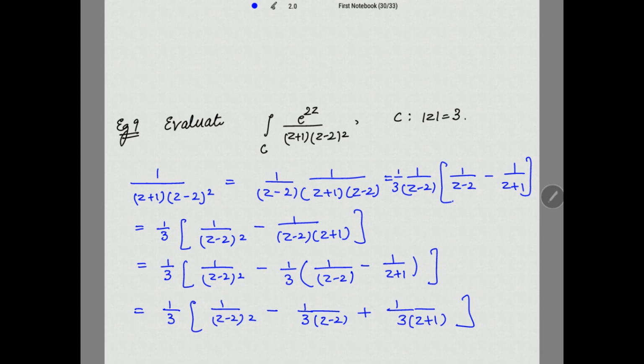Now I'm using the integrals. Now what are my points? Here in the first one we will use Cauchy's integral formula for derivatives because the power is greater than 1. In the second one, 2 lies inside the circle, so we use Cauchy's first integral formula. And in the third one, z equal to minus 1 also lies inside mod z equal to 3, so we again use Cauchy's first integral formula. And what is my f(z) for all these 3 terms? My f(z) for the first is 1. For the second one, f(z) is also 1. For the third one, f(z) is 1.